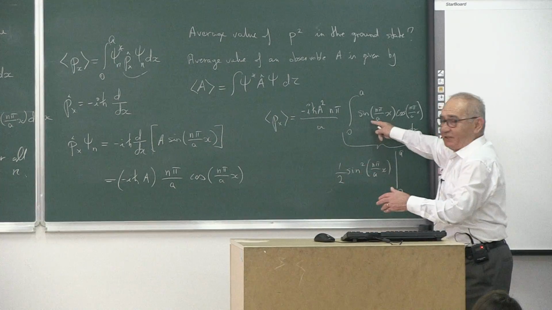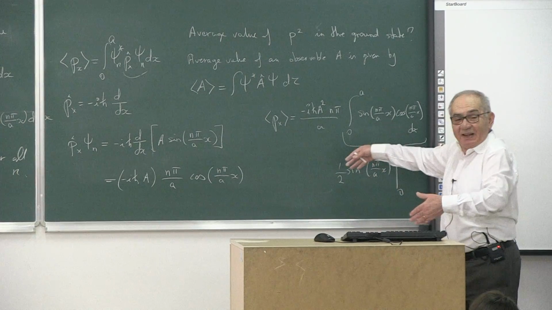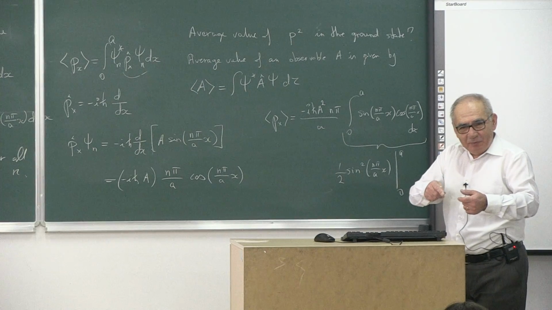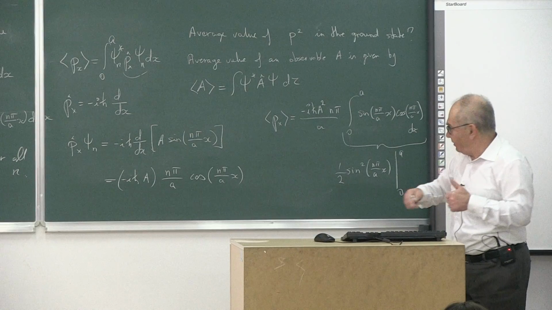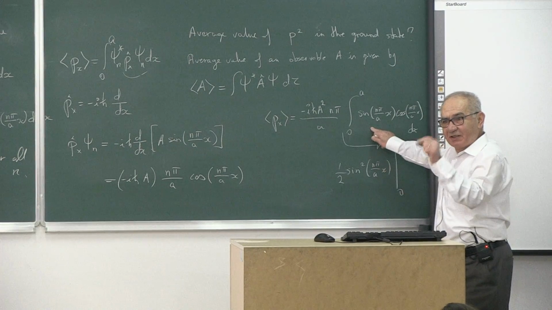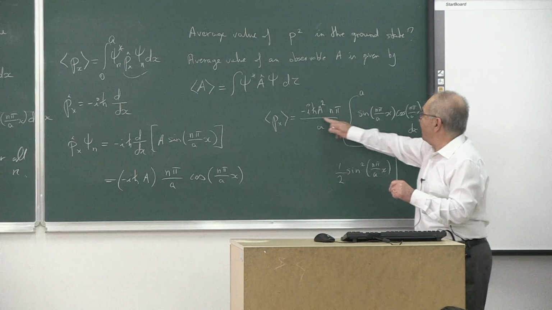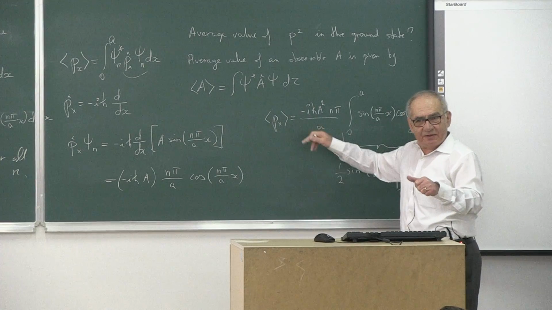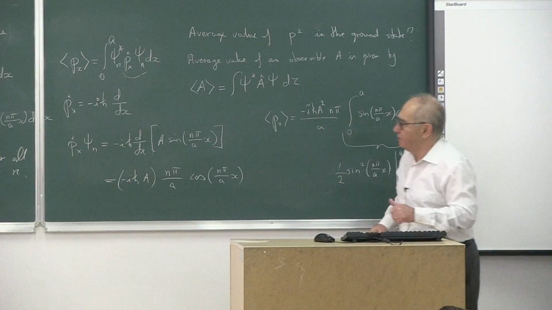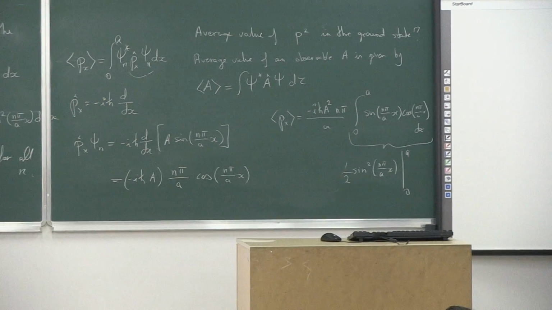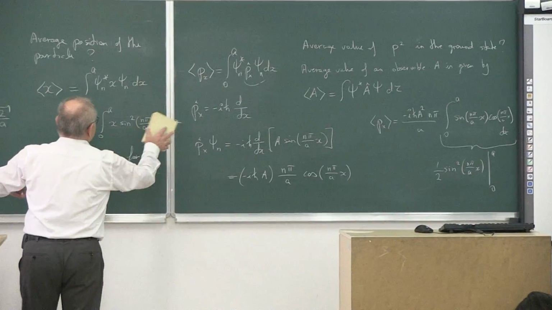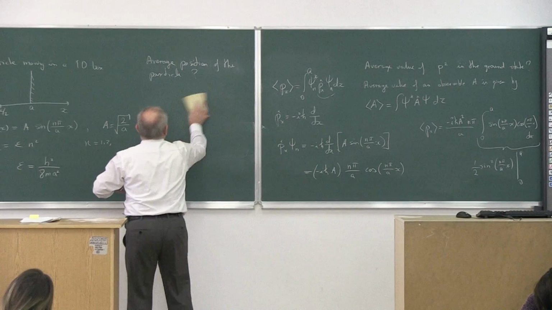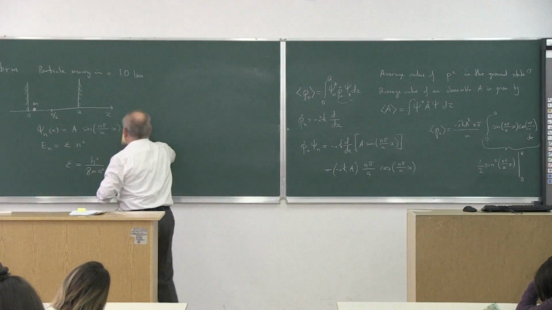But even if we did not explicitly do the integration, we could still conclude that the value of this integral is necessarily 0. Otherwise, the average value would have been complex valued, and it is not possible. Okay. So I think this is enough for the particle in a one-dimensional box.